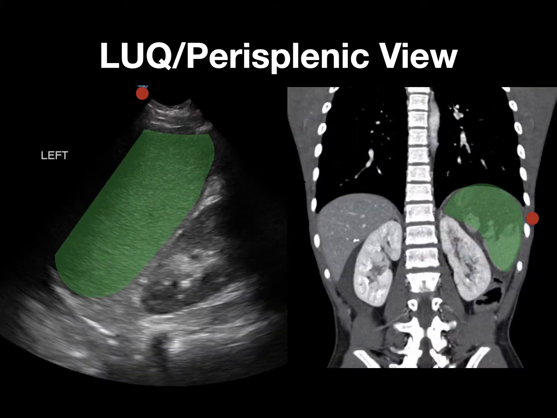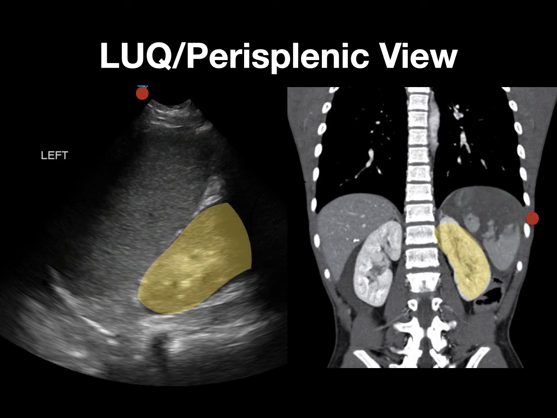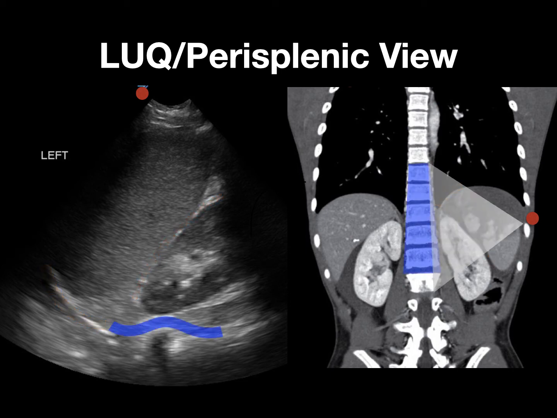So what we should see, we're seeing the spleen here, then the kidney. We want to look for the interface between the spleen and the kidney, and very importantly, between the spleen and the diaphragm. We're seeing the spine here as well, so always make sure you're looking through.